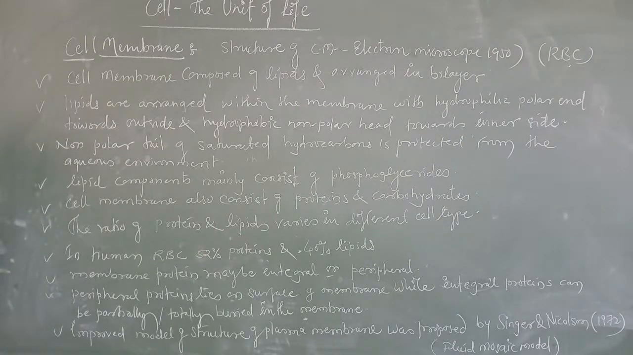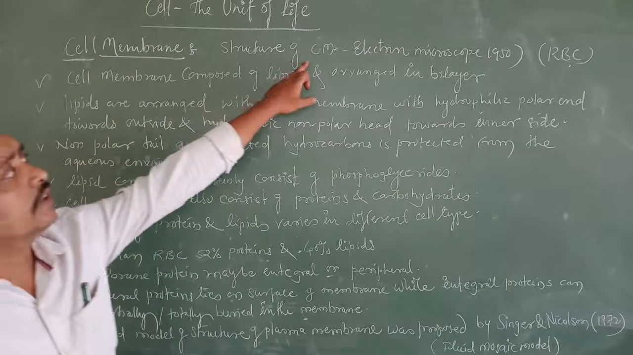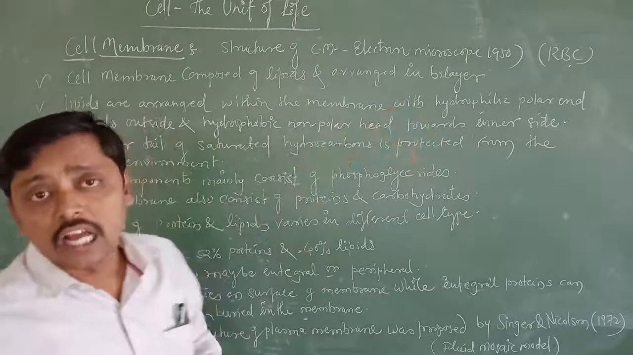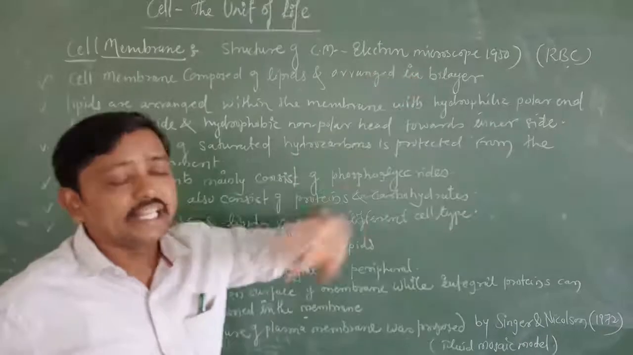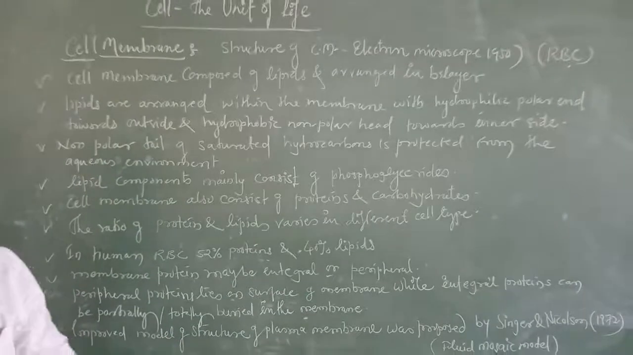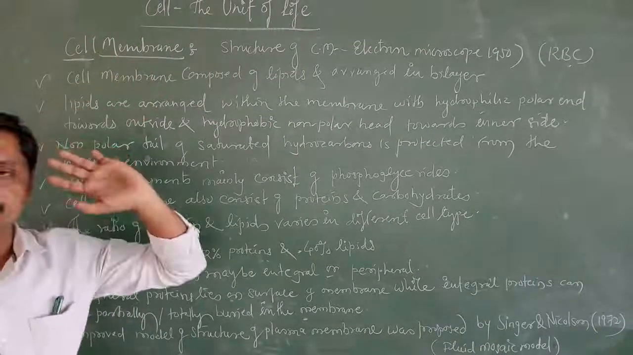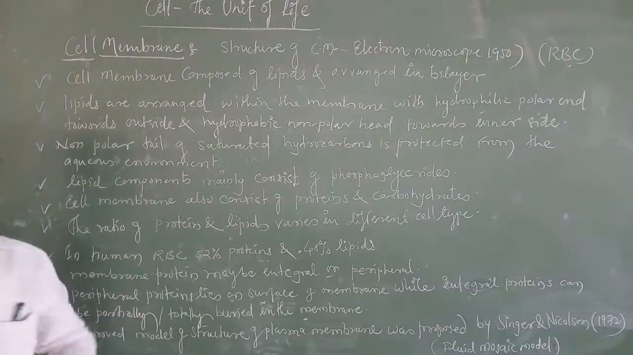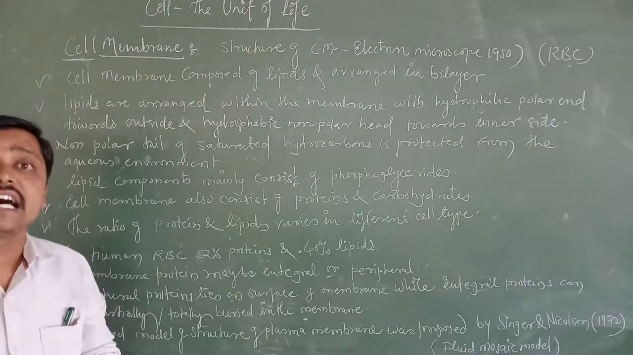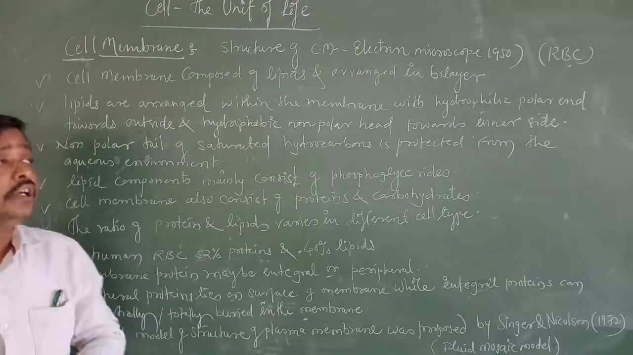the cell membrane. The structure of the cell membrane was studied after the discovery of the electron microscope in 1950, and that was in red blood cells, human RBC. Okay, so the cell membrane is made up of lipids, and these lipids are arranged in a bilayer, in the sense two layers. They are arranged in two layers.